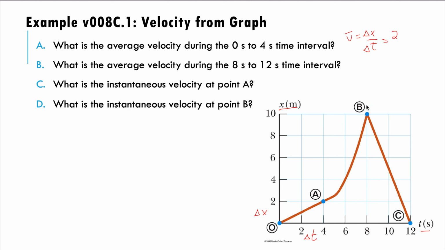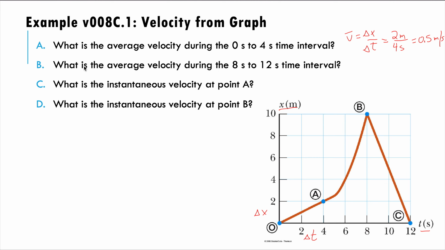So the slope is going to be 2 meters up, and then over, we're going 4 seconds. So that means that the average velocity is 0.5 meters per second. And we're just going to leave that as a positive number, implying that the motion is to the right.